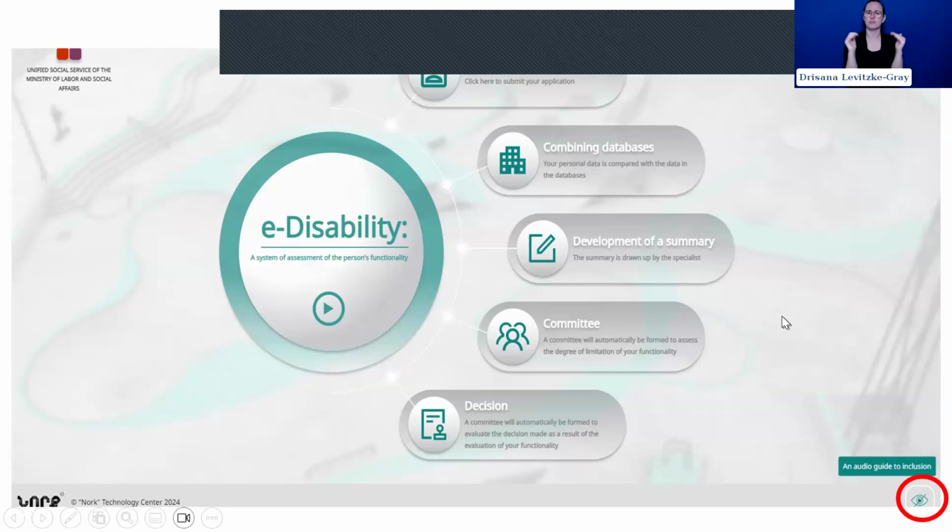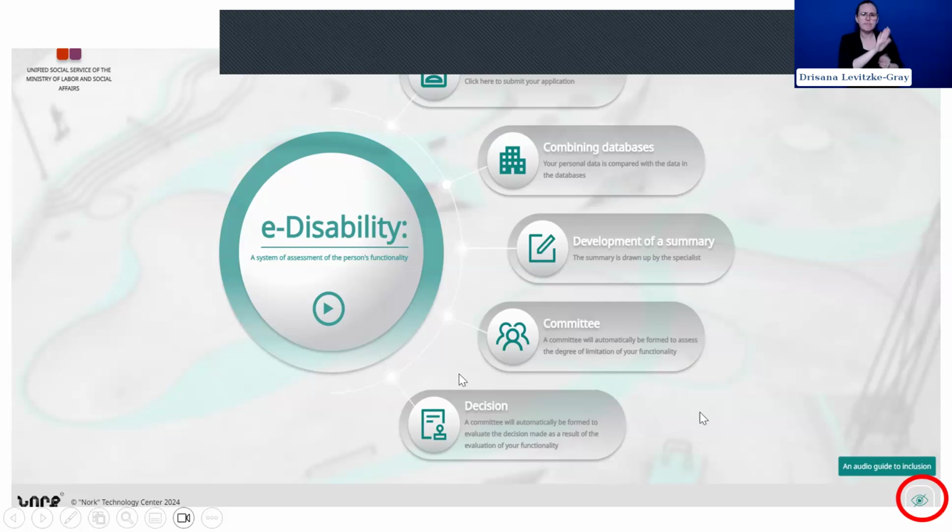Now you can see on your screen the homepage of the e-disability. It's accessible. As you can see, there is an audio guide for those who have visual difficulties. And for now, e-disability has several components in it, starting from the application process and then combining the data as it is linked to the other databases such as e-health, population registry, state revenue committee, and so on. Then it develops a case, we call it VNet, then a committee of assessors is randomly selected. And after the assessment, the citizen applicant receives a decision. The decision can be received also online.